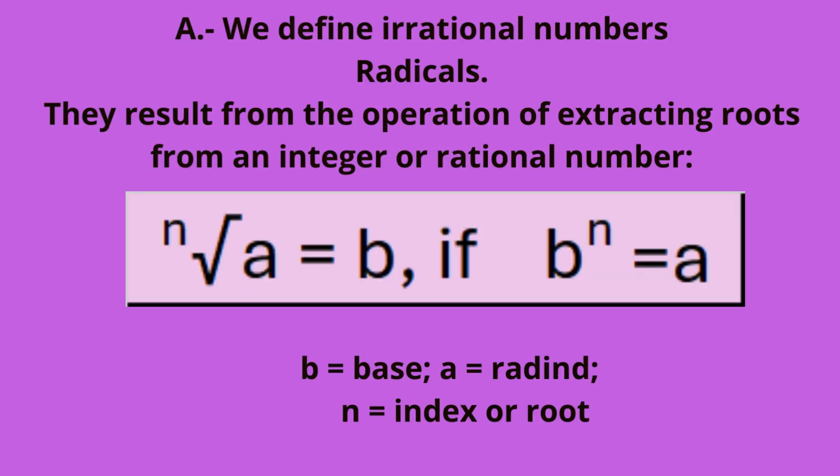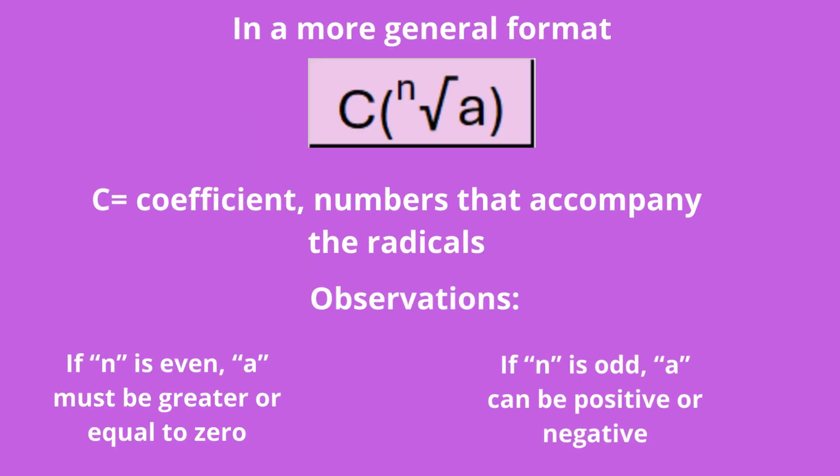A. We define radical irrational numbers. They result from the operation of extracting roots from an integer or rational number. The root n of a is equal to b if b to the n is equal to a, where b is the base, a is the radical, and n is the index or root. In a more general format, we find radicals multiplied by a coefficient c, which can be an integer or a fraction. There are two important observations.